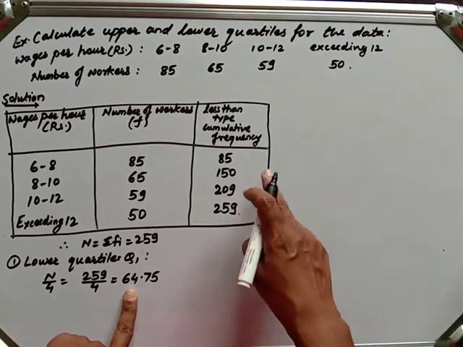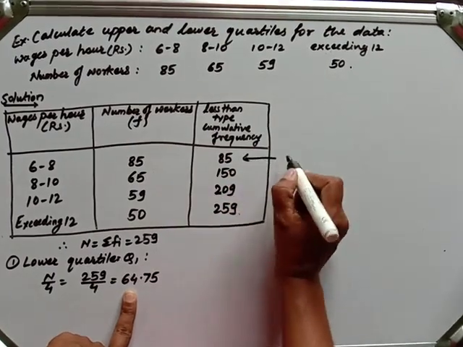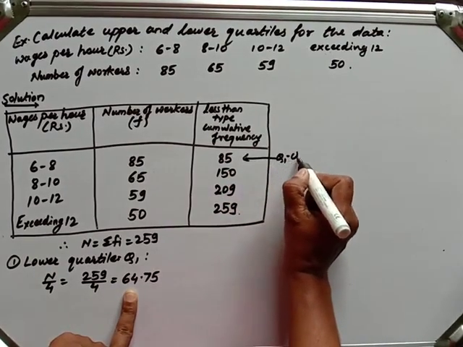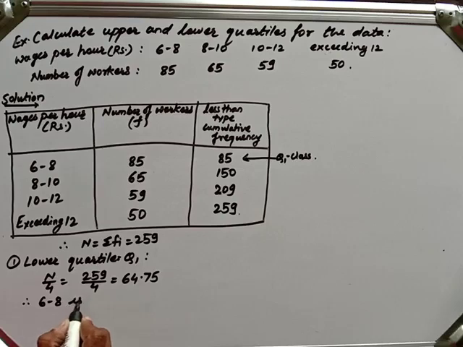Now we have to look at the less than type cumulative frequency which is just greater than or equal to this one. That will be 85. So this is our Q1 class. Therefore, 6 to 8 is the Q1 class. When we get the Q1 class, we can easily get the values for the formula.